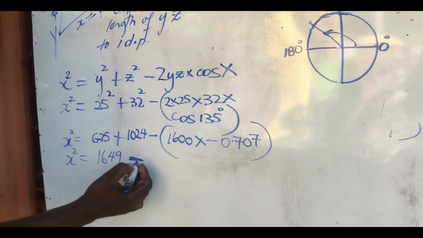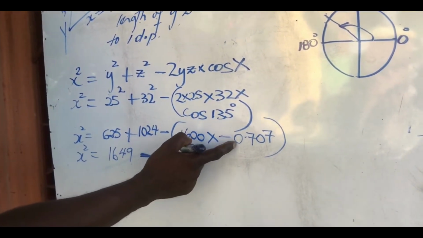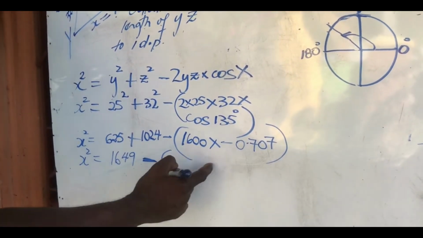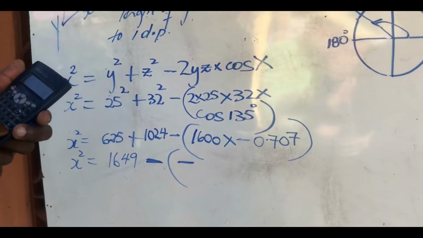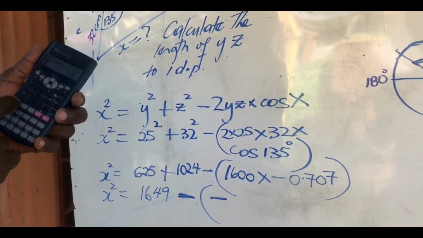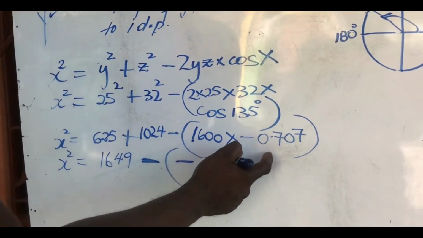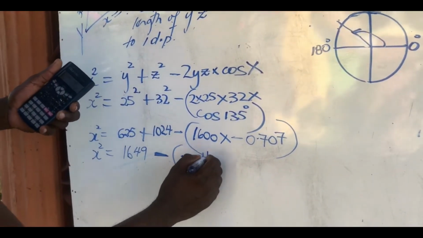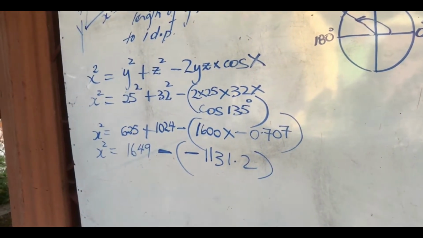And so it's 1649 minus, now we are going to work out this. Now 1600 times negative 0.707. When we multiply two quantities with different signs, the result has to be negative. So clearly we must get a negative here. And you can just use a calculator and multiply 1600 times, say, 0.707, because we already determined that our answer here must be negative. And then you press equal, and what you have here is 1131.2. And then we close our bracket.